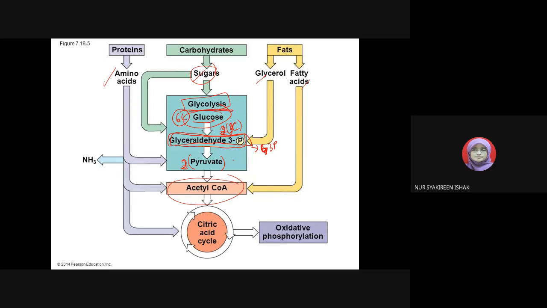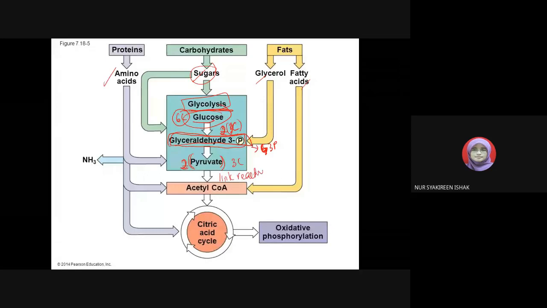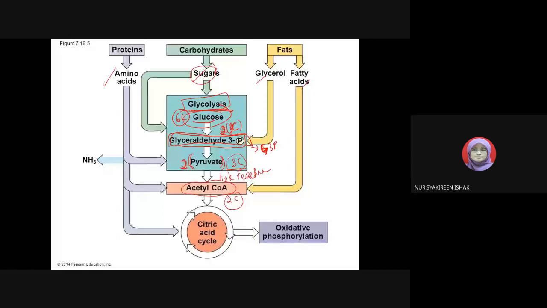So pyruvate is also a 3-carbon molecule, and it goes into the link reaction. The link reaction will convert pyruvate into acetyl-CoA. Acetyl-CoA is the 2-carbon compound. So mana hilang? Asalnya dia masuk sebagai 3 kan? Tapi dia keluar sebagai 2-carbon compound. Mana lagi satu carbon hilang? Dia hilang sebagai carbon dioxide. So carbon dioxide is produced during link reaction. Carbon dioxide is also produced during the citric acid cycle. So itu kena tahu.